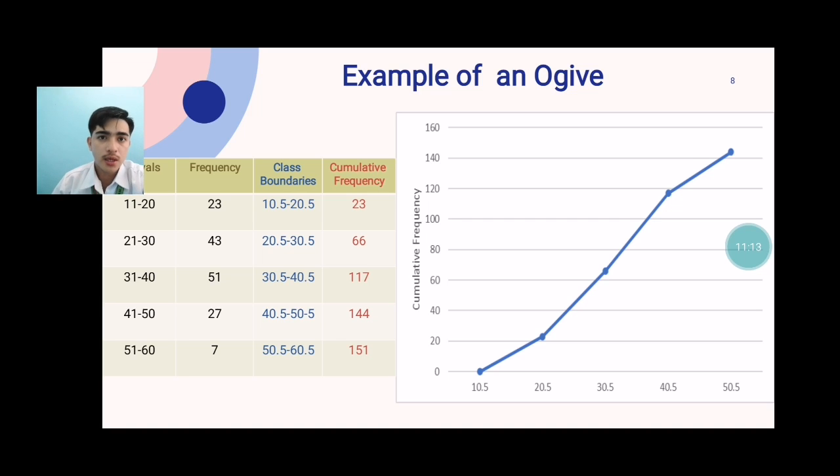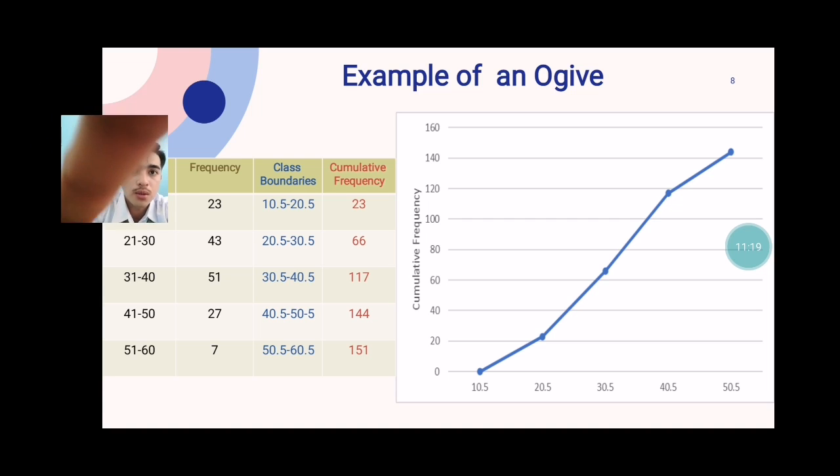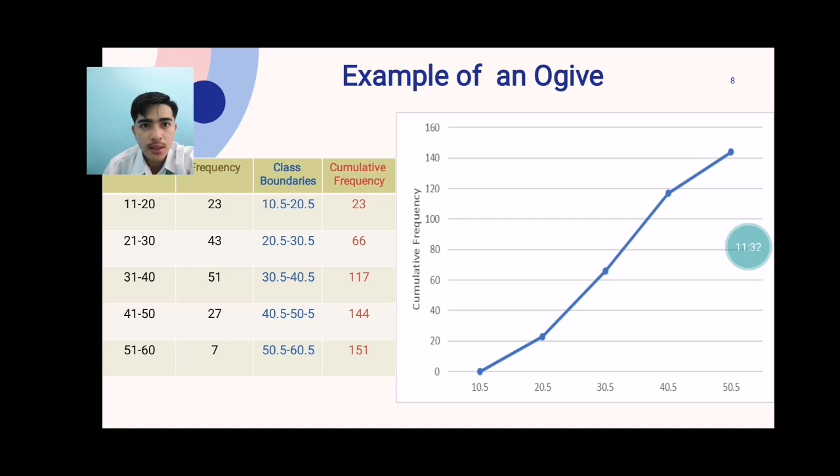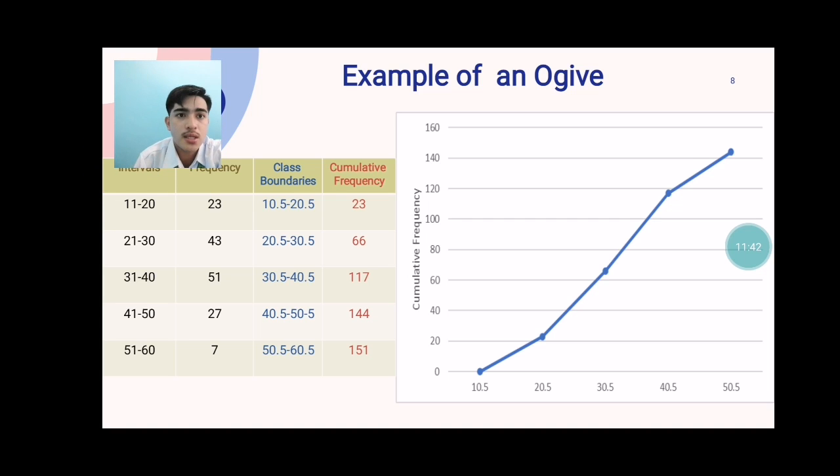Now, how to calculate the cumulative frequency? All you have to do is add the previous frequencies. We have here 23. Since there is no previous value, we can copy 23 as the cumulative frequency, also 23. For the next frequency, 43, you have to add the previous one. So 43 plus 23 is equal to 66.